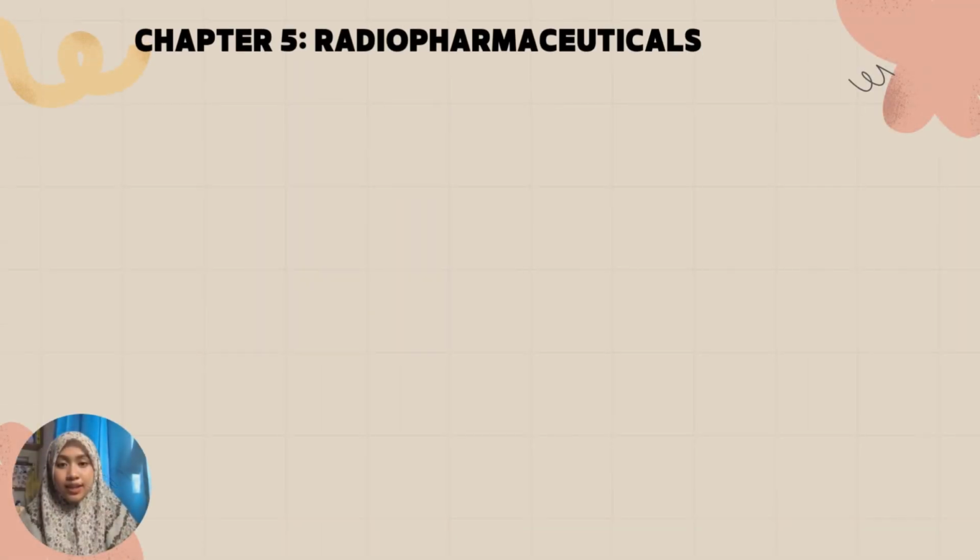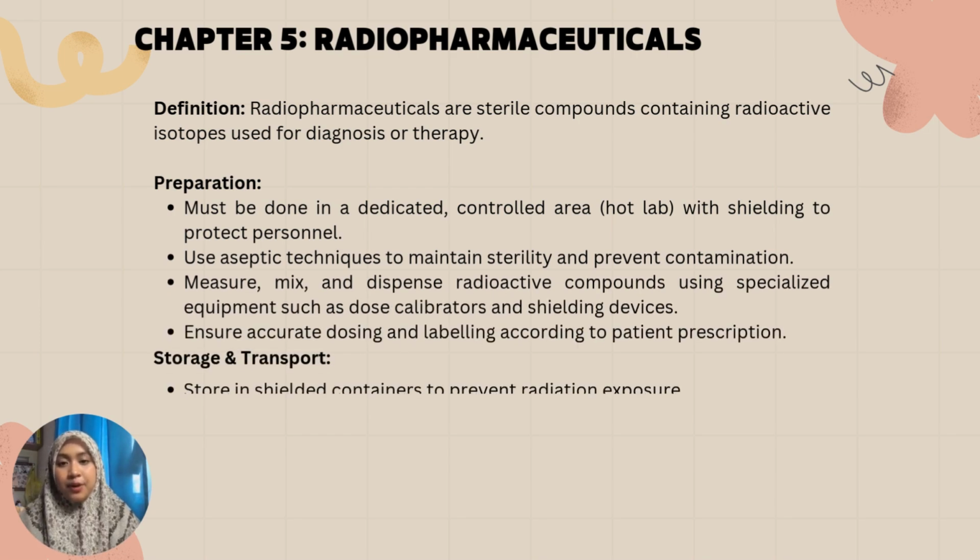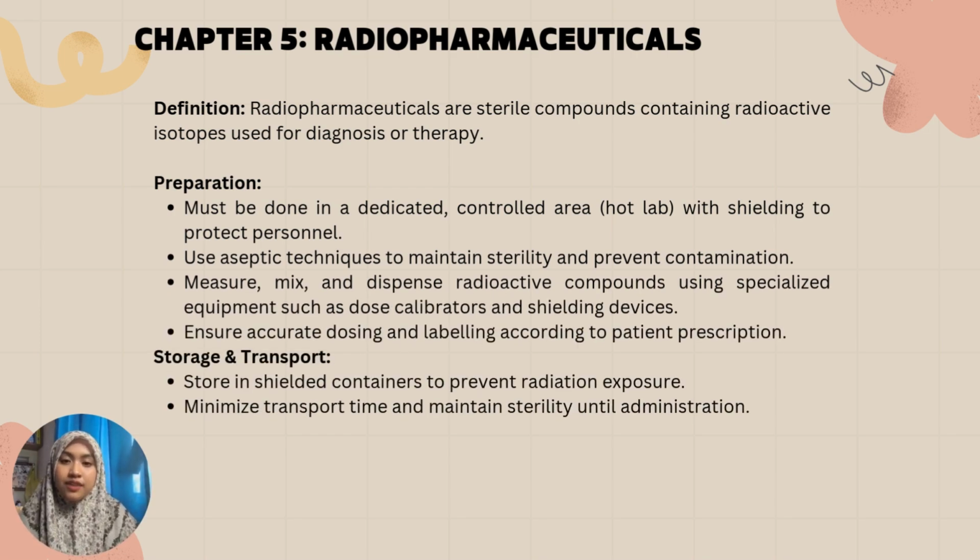In this chapter, I will explain about radiopharmaceuticals. Radiopharmaceuticals are sterile compounds that contain radioactive isotopes and are used either for diagnosis or for therapy. Their preparation must be carried out in a dedicated and controlled laboratory area known as a hot lab, where shielding is used to protect personnel from radiation exposure.